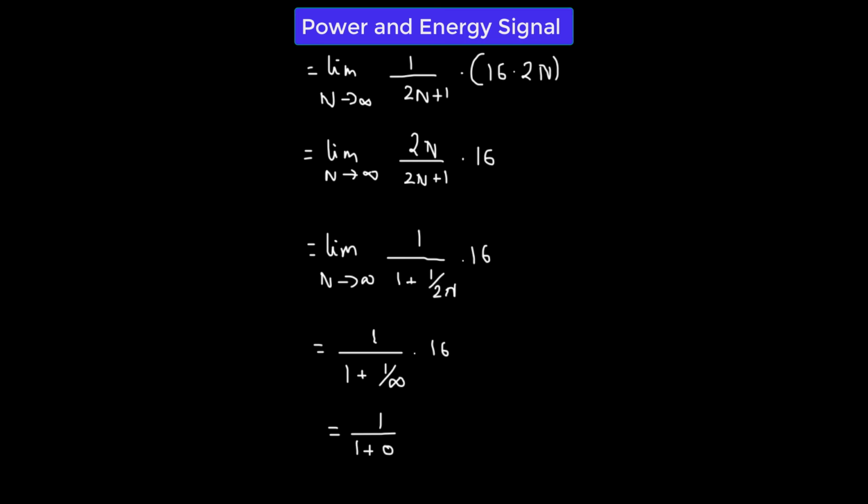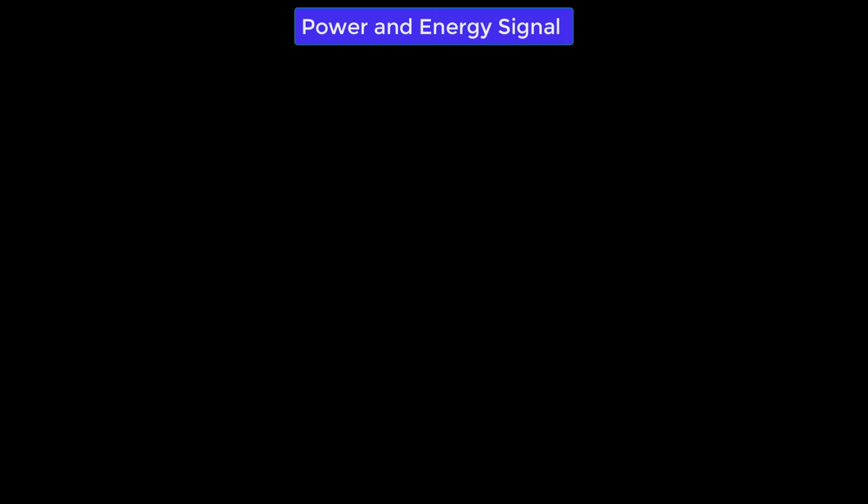So that gives us 1 divided by 1 plus 0, which gives us 16. So this is the value of the average power. So for this particular example, we got the energy value to be infinite, whereas the average power value is simply 16. It's a finite value.